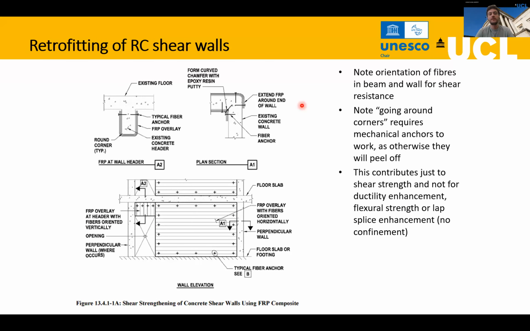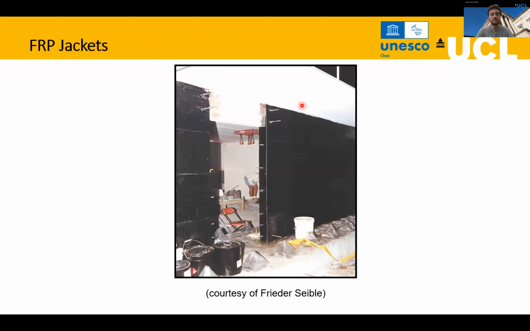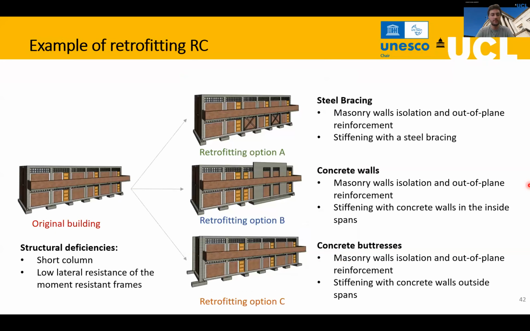The walls also can be retrofitted with some FRP jacketing, as we already saw in previous slides. So you can see in here some example of this, in which all the wall has been covered with this. As you may recall, this is not effective for actual compression, but you can add some shear strength, and also you will help the behavior in terms of flexion of these walls.